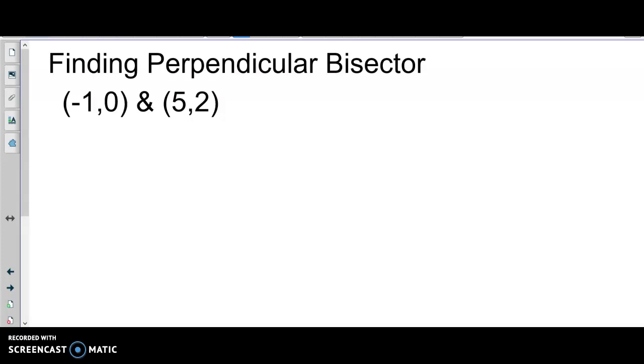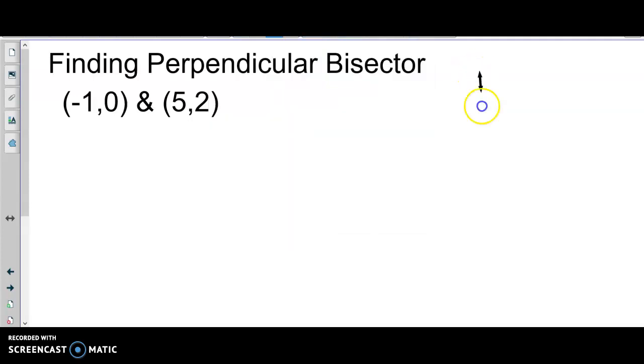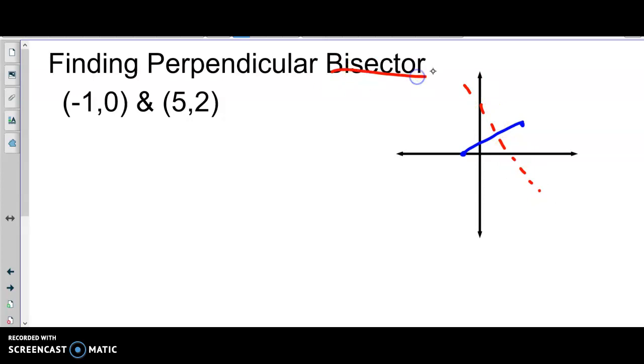And so what we want is, if I draw in my axes, I can go ahead and plot these points here. (-1, 0) is going to be about right here. (5, 2) is going to be maybe over here. So there's my segment. My job is to find a perpendicular segment that bisects it. So I know that it's going to cross some point here that's going to make these two things equal. A couple things that we want is, first, perpendicular. I know I need to find the slope of the red line.